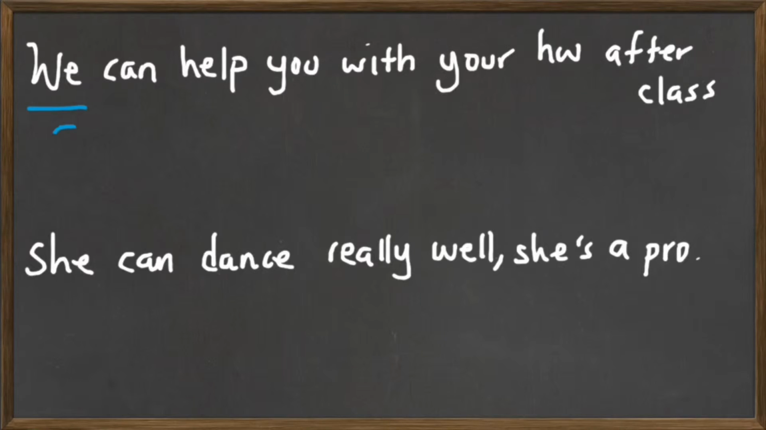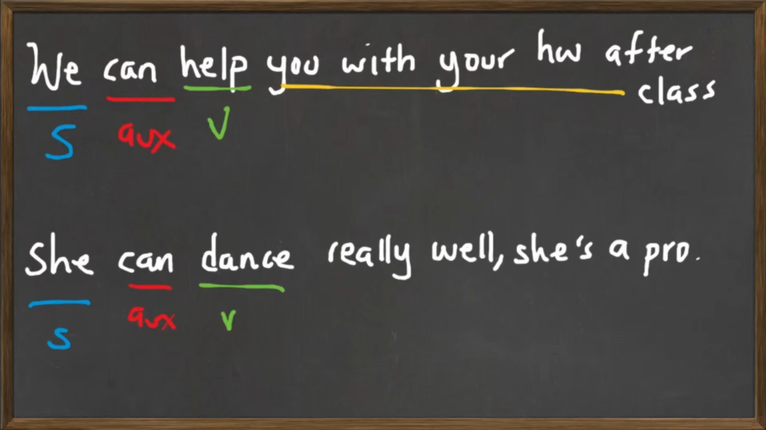We have a subject. Yes. We have the auxiliary can. Yes, we do. We have a verb in simple form. Yes, help and dance. And do we have a complement? Yes, we do. You with your homework after class, and really well. She is a pro.